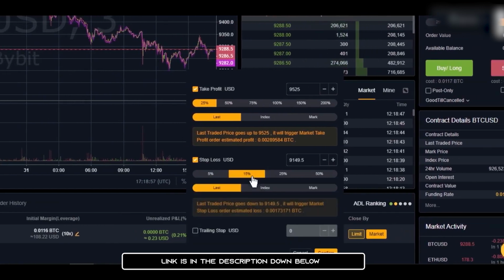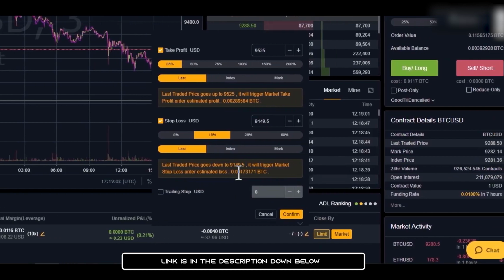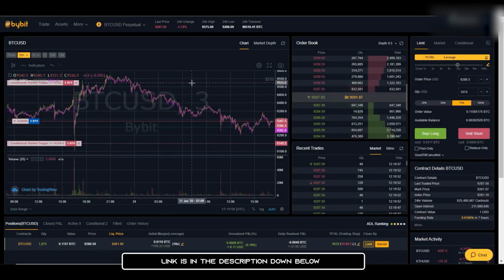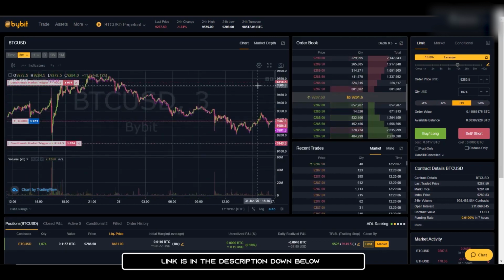And for stop loss, if it goes the opposite direction, I will lose only this much instead of my full position. There are my two lines. There's my take profit line at 25%, and there is my stop loss line at 15%. So if Bitcoin goes up and touches this line, my trade will be done and I'll collect my profits.